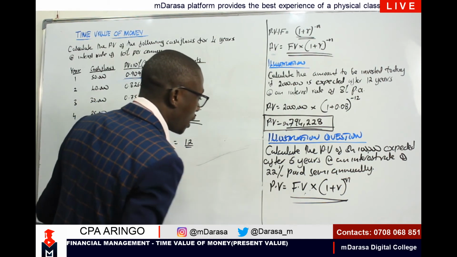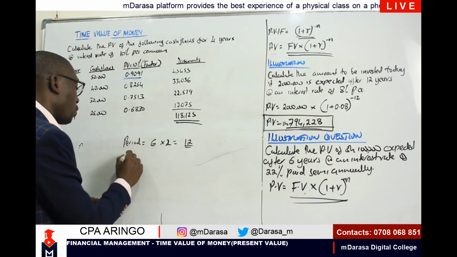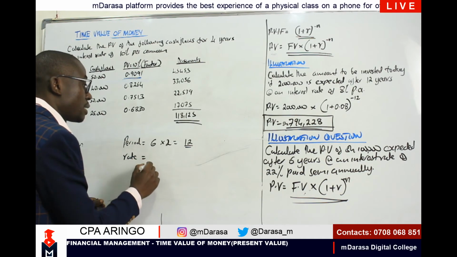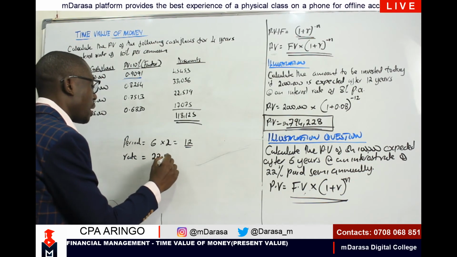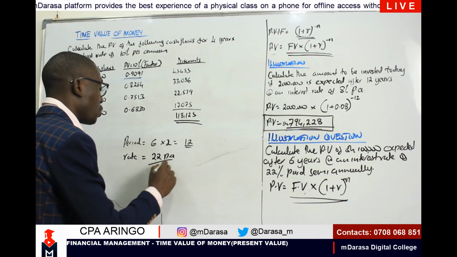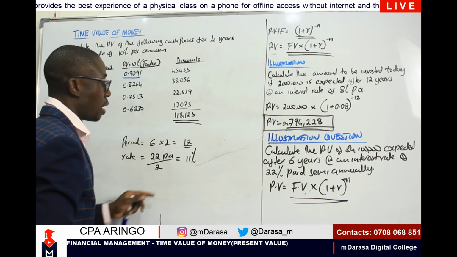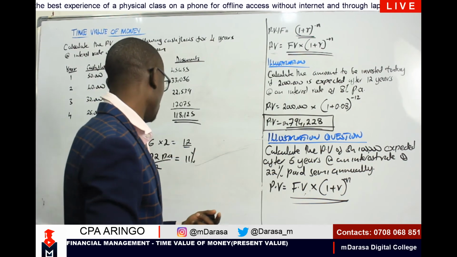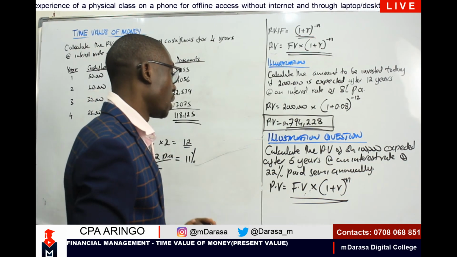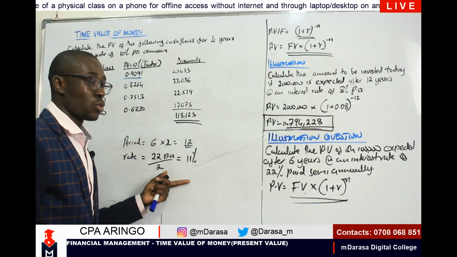Talk of our rate of interest. I'm given 22%. This is per annum. That means semi-annually, I'm going to divide by 2. It will give us what? 11%. So I'm having our new period, and we do have our new rate that we are going to use.